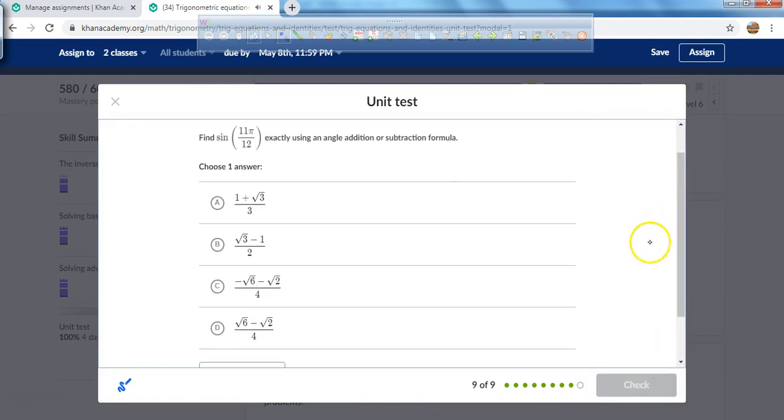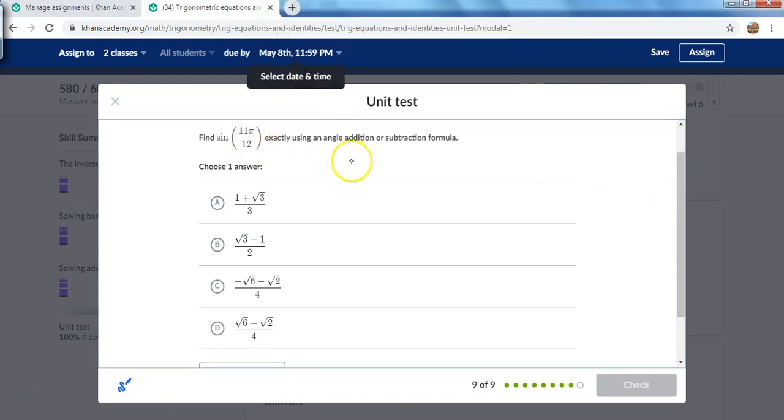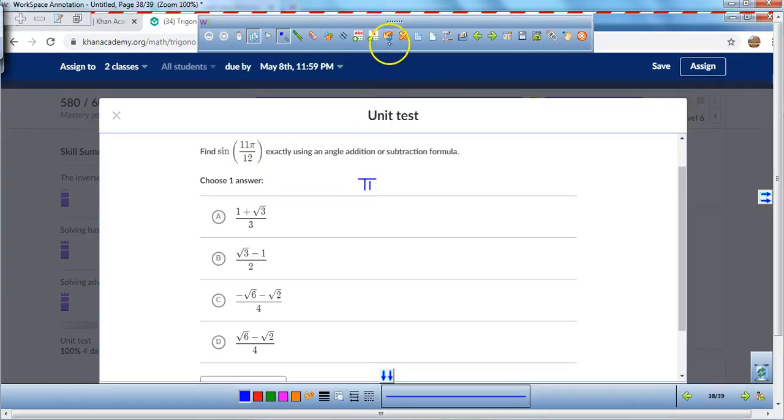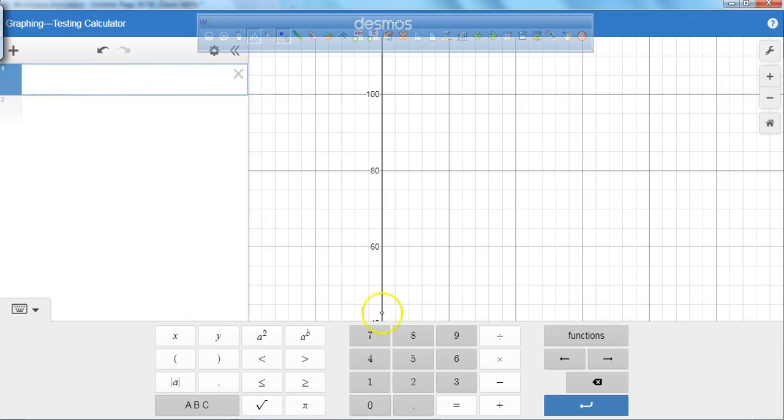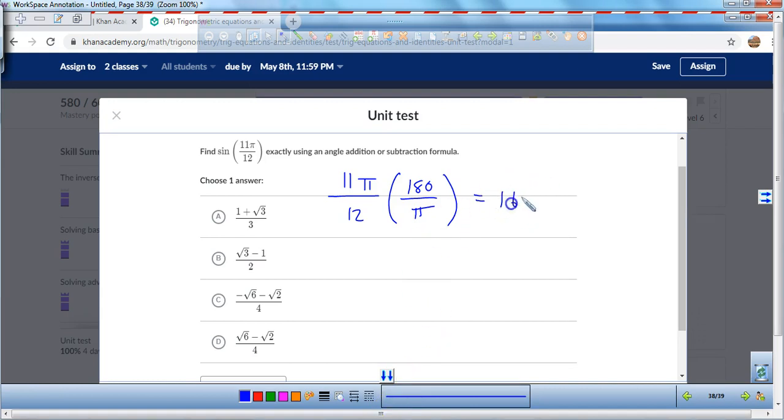Okay. And then if you wanted to find the sine of 11 over 12 pi, the first thing you would do is multiply 11 pi over 12 by 180 over pi, just to see what you are in degrees. It's a lot easier to work in degrees than it is in radians. So 11 divided by 12 times 180, because the pi's cancel, you're at 165. All right. So if you are at 165 degrees, probably the easiest thing to break it down to would be 120 and 45 degrees.